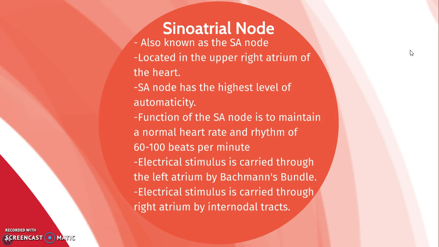Electrical stimulus is carried through the left atrium by the Bachmann's bundle, and the electrical stimulus is carried through the right atrium by the internodal tracts. It's important to note that the SA node is influenced by the sympathetic nervous system. So the sympathetic nervous system can increase the heart rate, and the parasympathetic nervous system can decrease the heart rate.